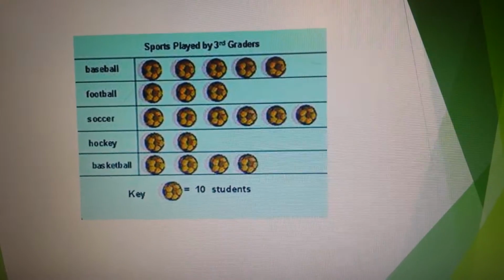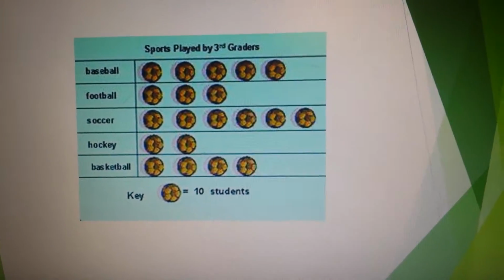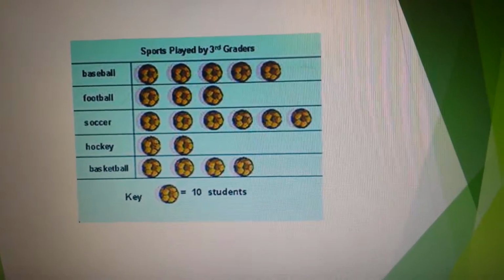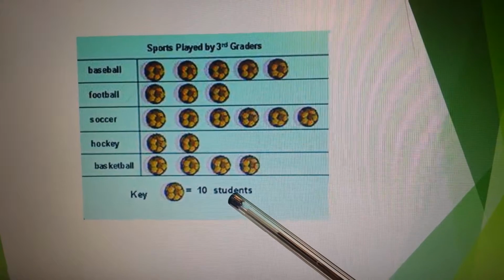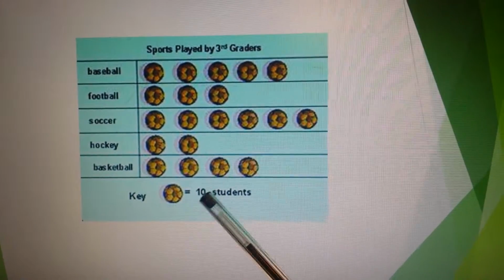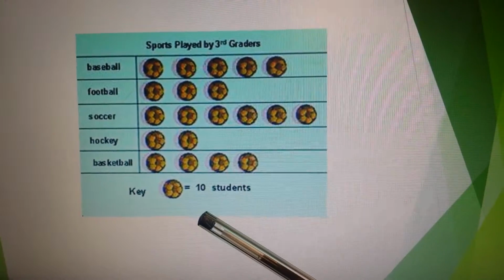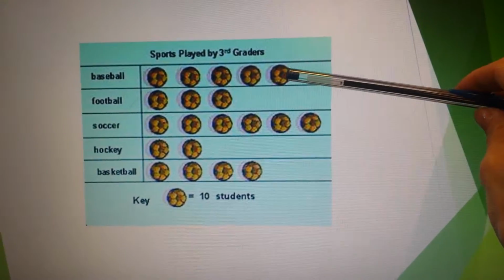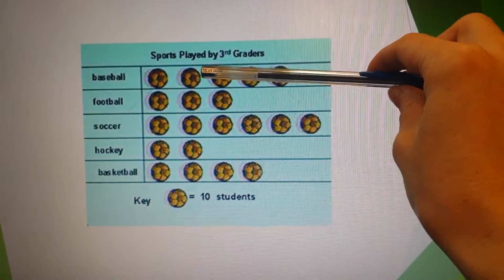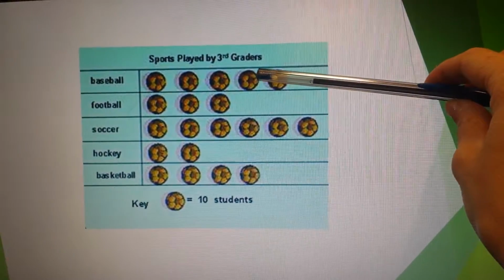We don't see it here, but on some graphs, we might see half of a ball. This would mean only half of students like that. So half of 10 is 5. So if this ball here was only half, it would be 10, 20, 30, 40, 5.